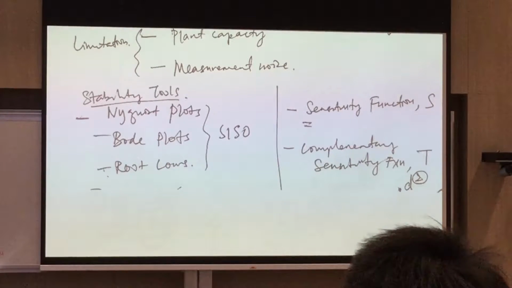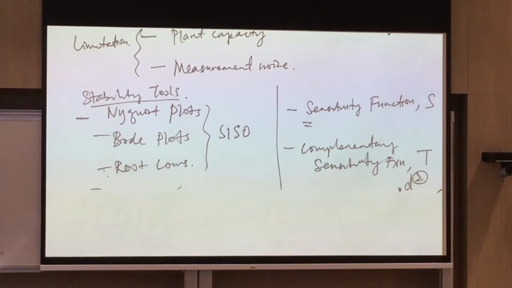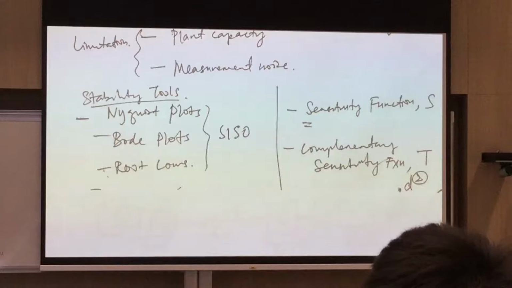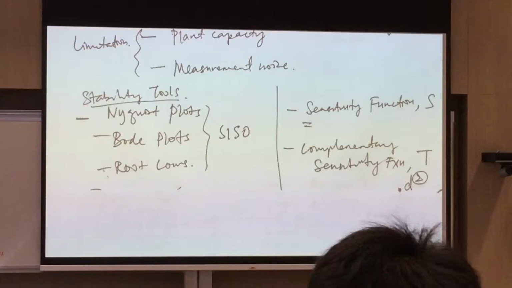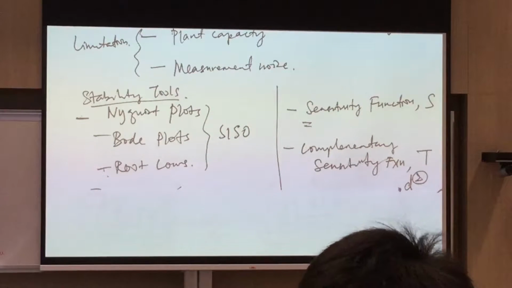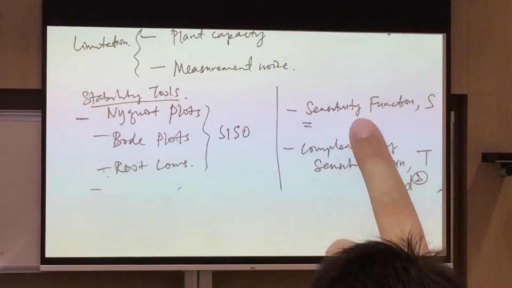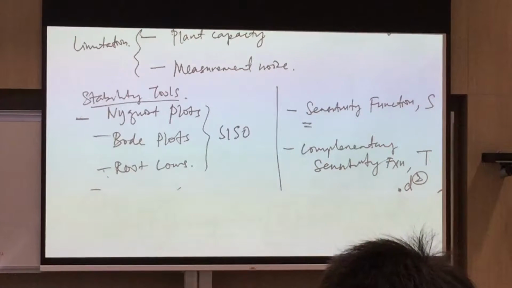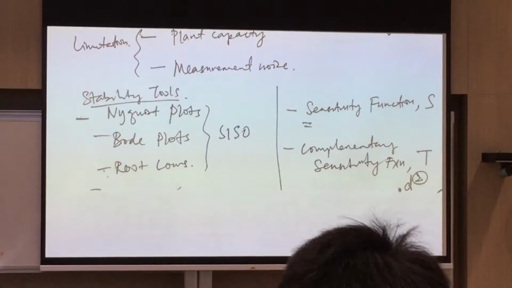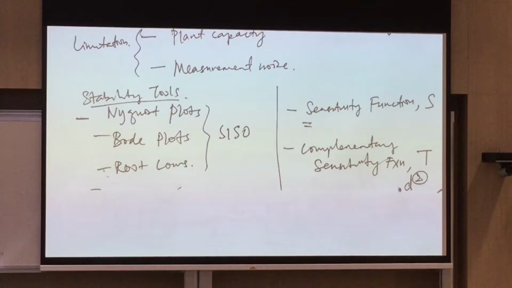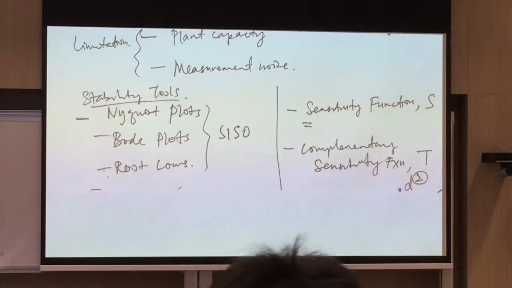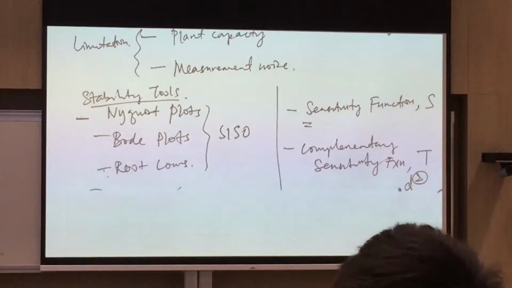Previously, in single input, single output SISO scenarios, we used stability tools like Nyquist plots, Bode plots, and roll-offs. For this course, there's something on top of that, which is the sensitivity function S and the complementary sensitivity function T. So we'll go through the derivation of this.